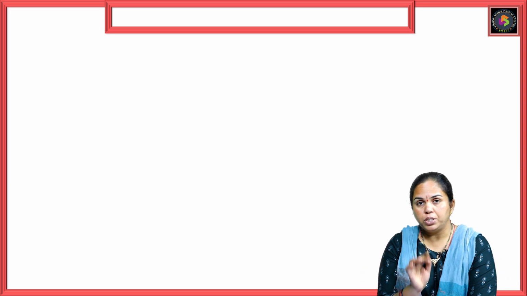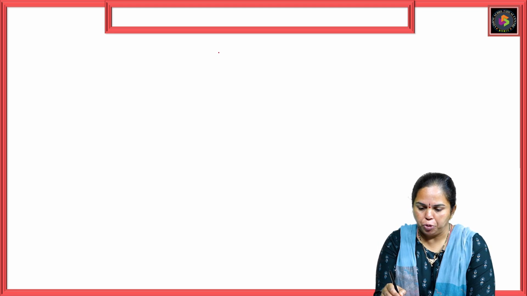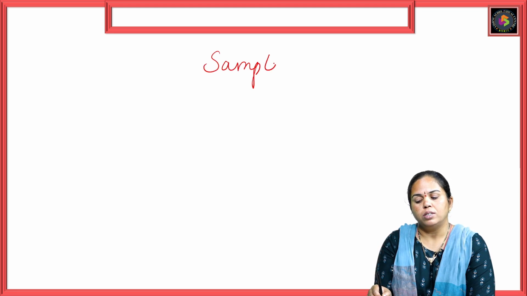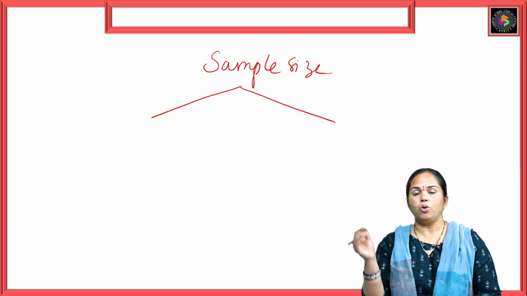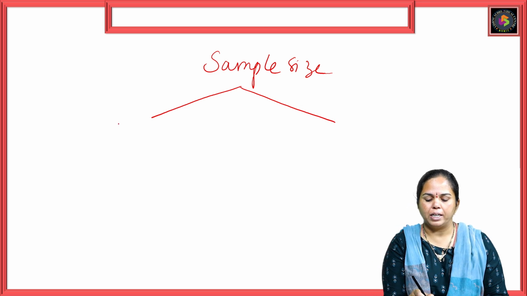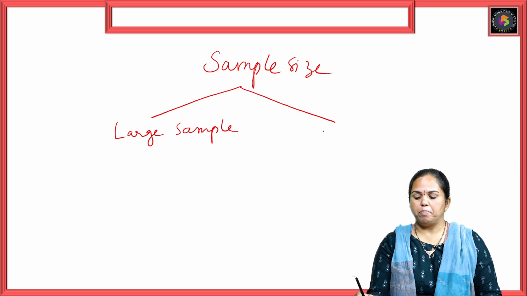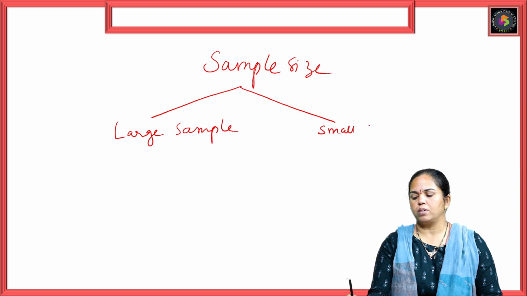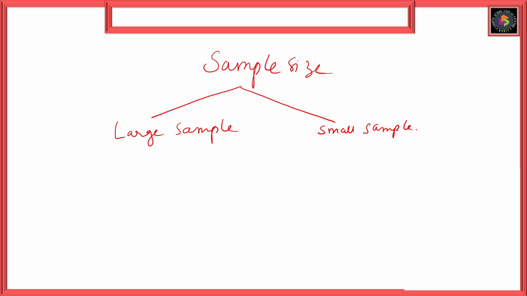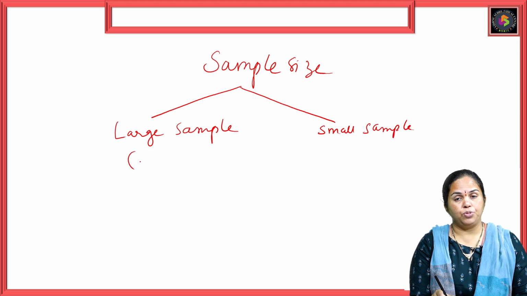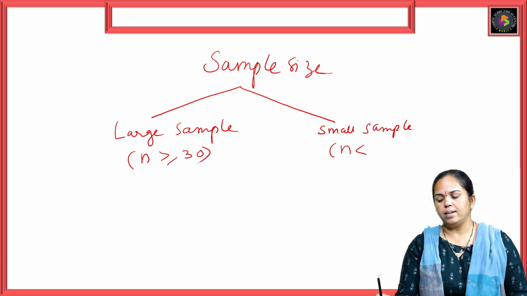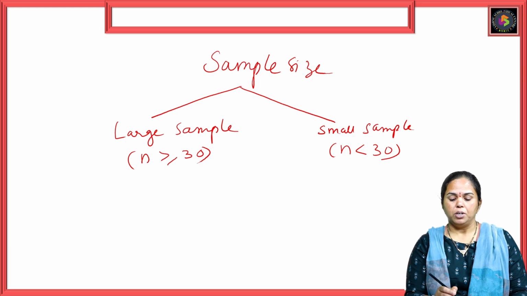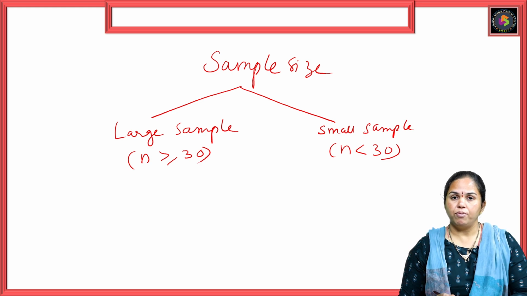Here the unit is divided into 2 parts based upon your sample size. The first part is about large sample, the second part is about small sample. Large sample, as we know, is n greater than or equal to 30, and small sample is n less than 30. In large sample, we have totally 4 tests.